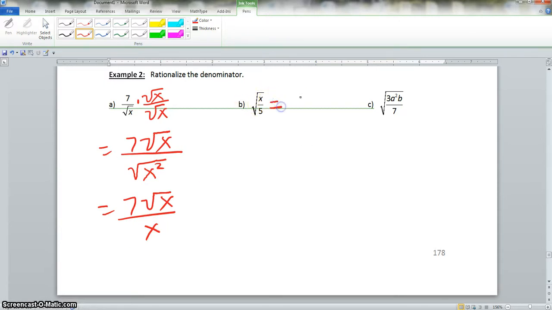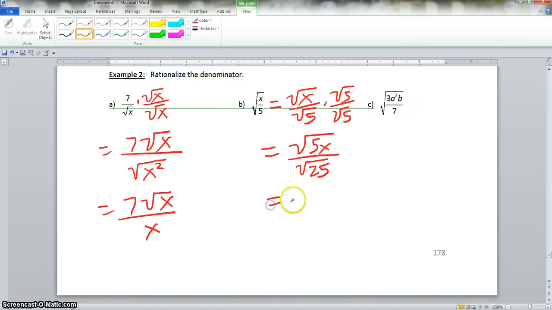Now we go here to b. First we have to change this fraction to become the square root of x over the square root of 5. Now we have to get rid of this denominator by multiplying the numerator and denominator by the square root of 5. So this would give us square root of x times square root of 5, which is the square root of 5x. And square root of 5 times the square root of 5 is square root of 25. So our final answer is the square root of 5x all over 5.